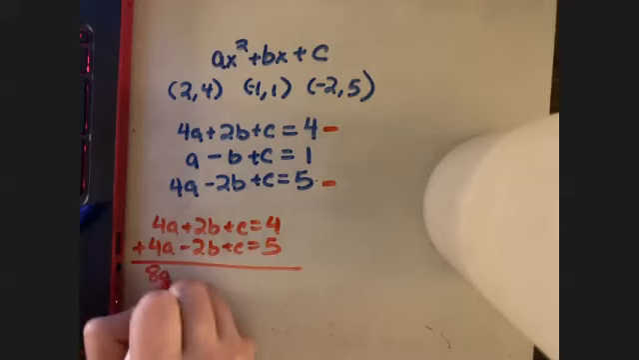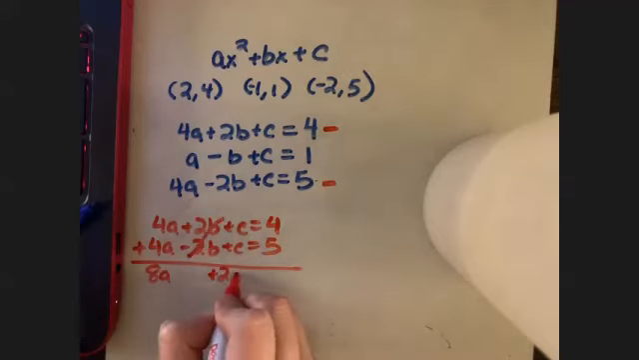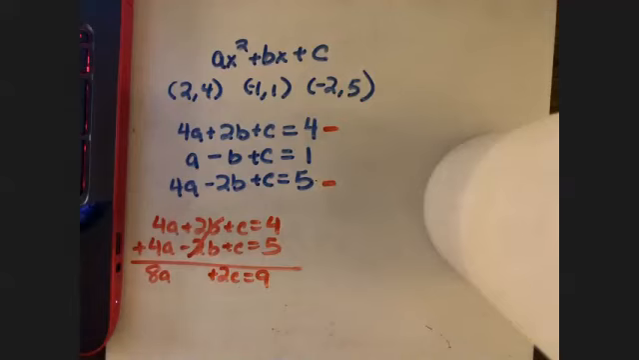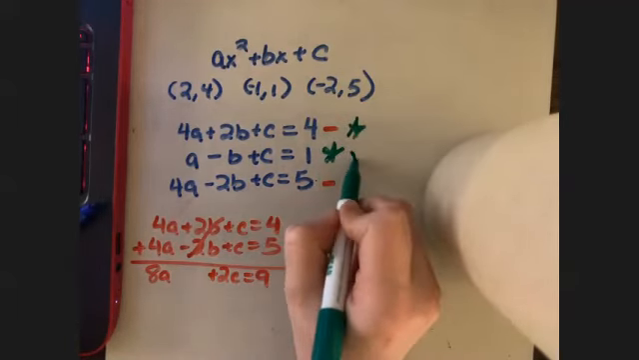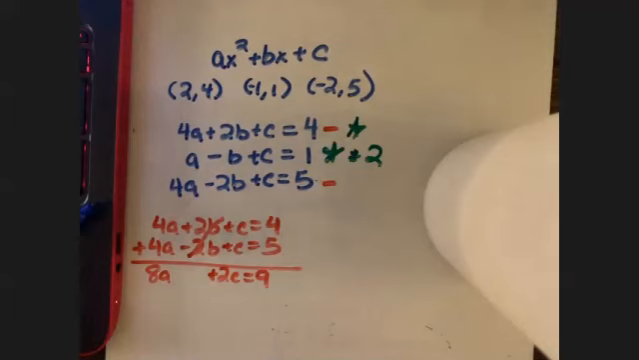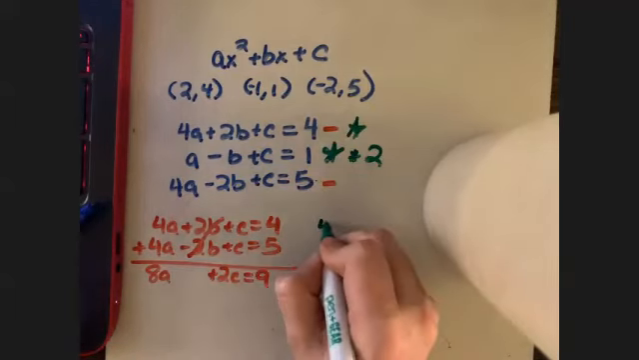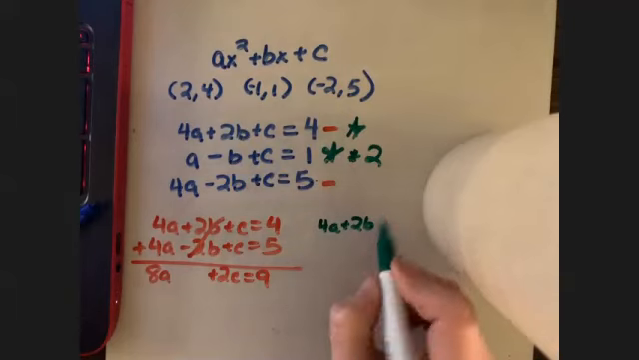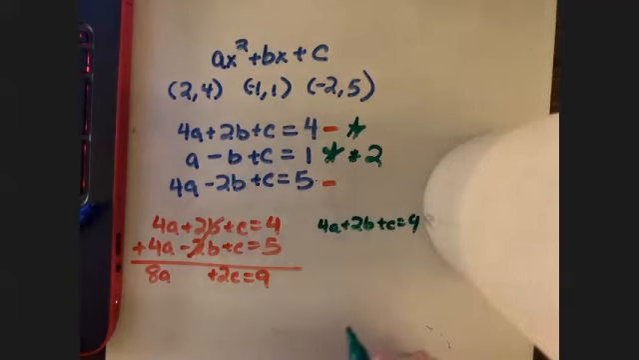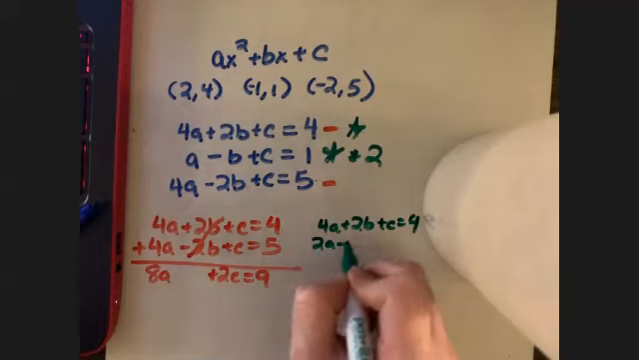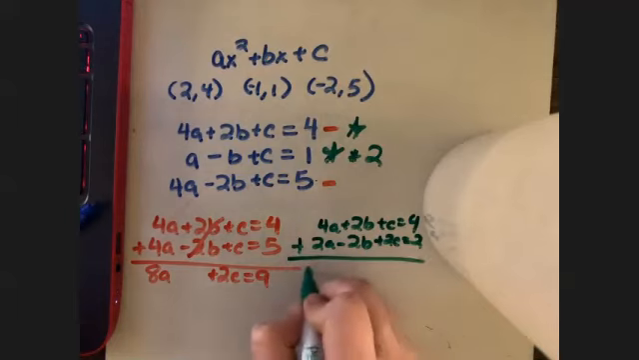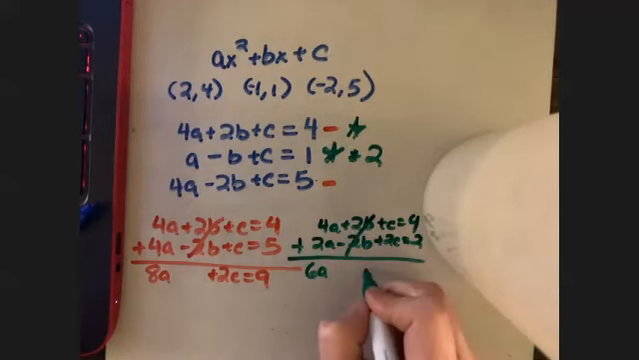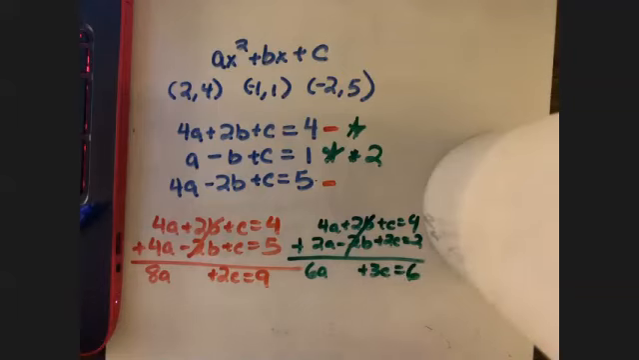It's going to give me 8a plus 2c equals 9. And then I'm going to partner pair this one and this one. And I am going to multiply the second line by 2 so that I get the 2b and the minus 2b. So 4a, 2b plus c equals 4. And then 2a minus 2b plus 2c equals 2. Give me 6a, those go away, plus 3c equals 6.